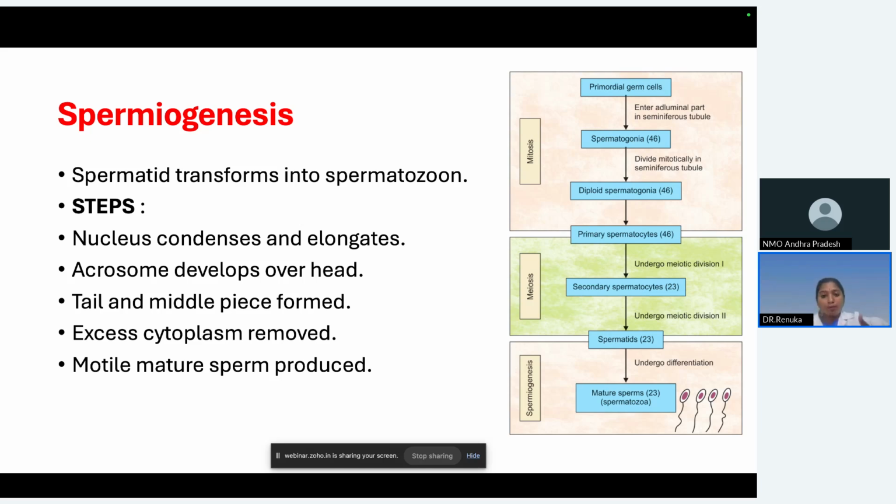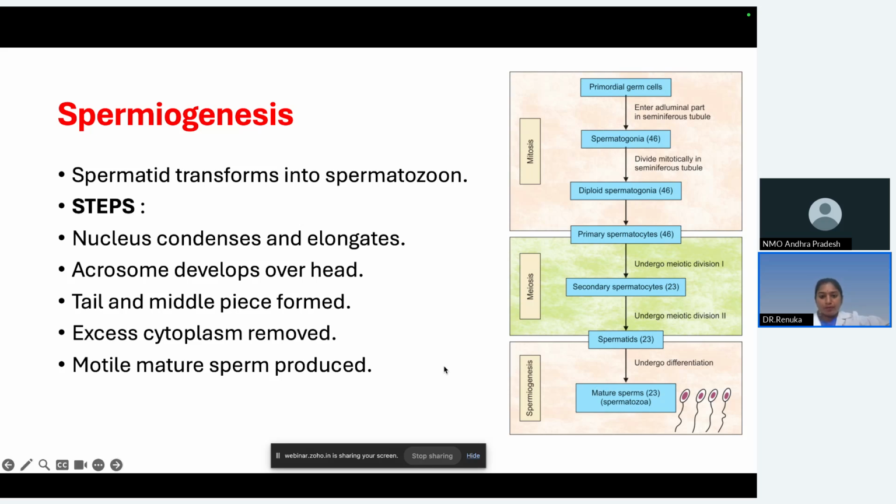For a spermatid to become a spermatozoa, what are all the things that happen? You should tell without seeing. Firstly, what happens to the nucleus? It is condensed and elongated. And then what happens? The tail is produced. The body is produced. Body is nothing but the middle piece. The middle piece and the tail are produced, and the acrosome is formed. And then all the excess cytoplasm is removed, and a motile mature sperm is produced.